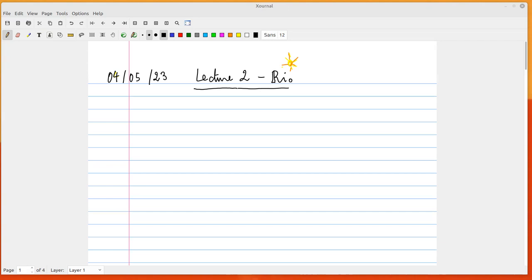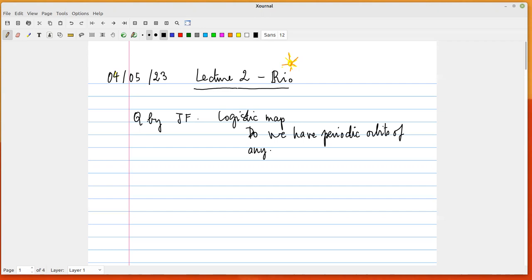So I will be starting by answering first Jean-François's question. We got this question by Jean-François asking if, at least for the model we have discussed, the logistic map, do we have a periodic orbit of any period? And I replied, I think so. I also mentioned that I was aware that the period three orbit was leading to chaos, and that was correct. So do we have periodic orbits of any period for the logistic map? The answer is yes.